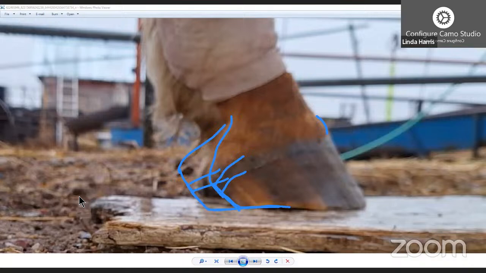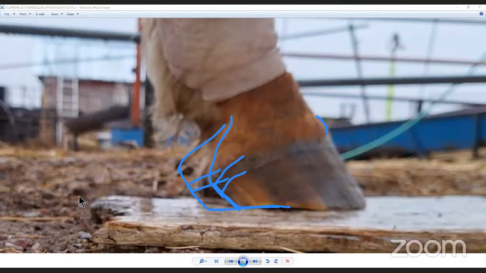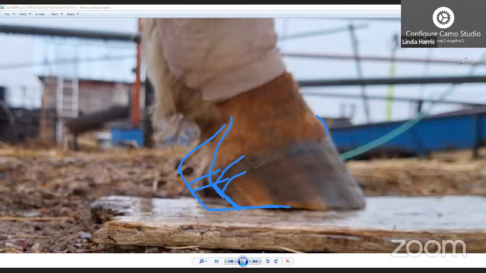Just a second. There, I'm done drawing on my hoof and I just sent it back to you. Okay, let me go find it here. Just a second. Okay. New share.